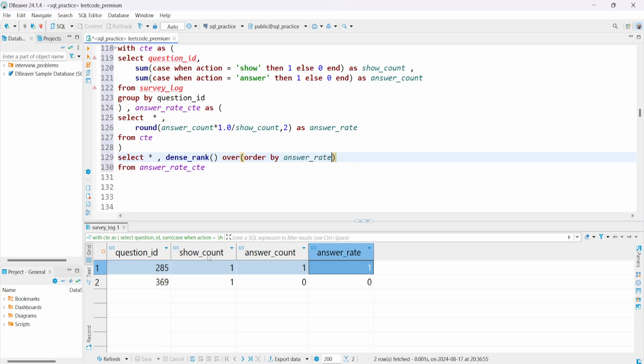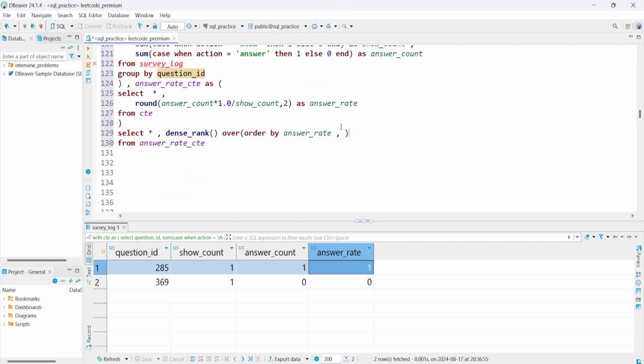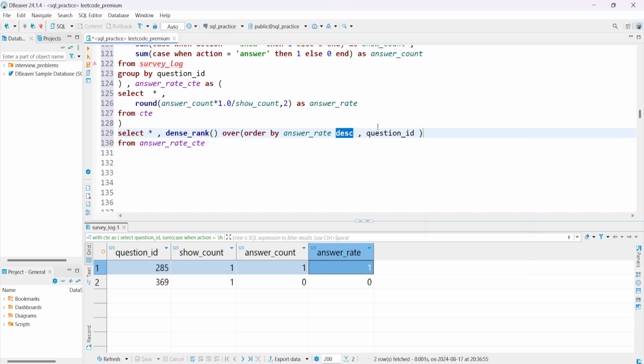For whichever question we have the highest answer rate, that should be there, and if there is a tie, then we need the rule from the question: if multiple questions have the same maximum answer rate, report the question with the smallest question ID. So we need order by question ID as well. The answer rate should be in descending, because we need the highest one, and the question ID should be in ascending. We can call this RNK.